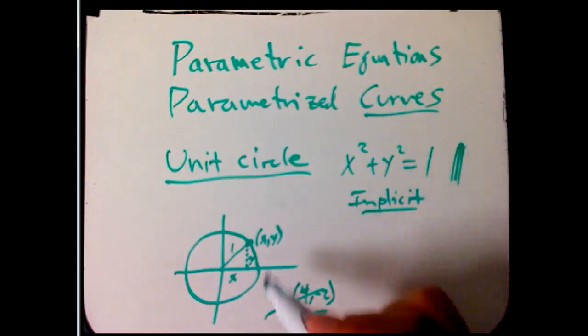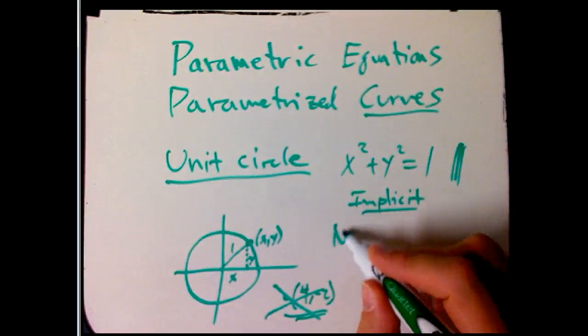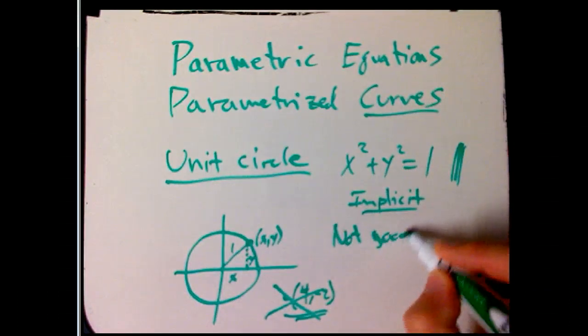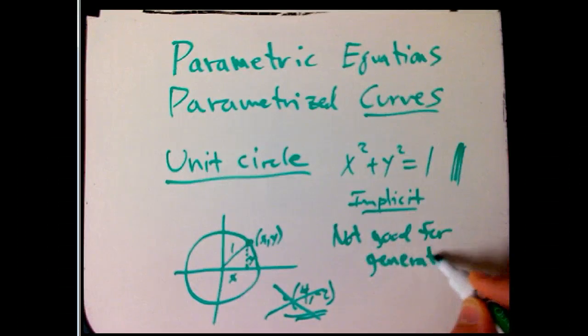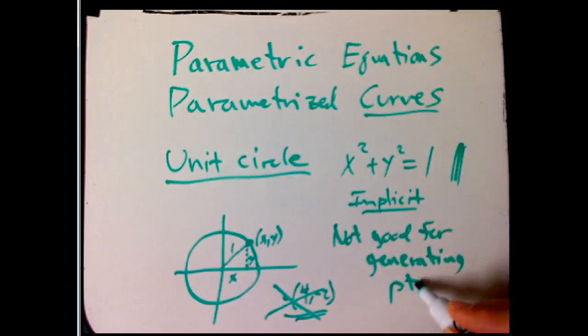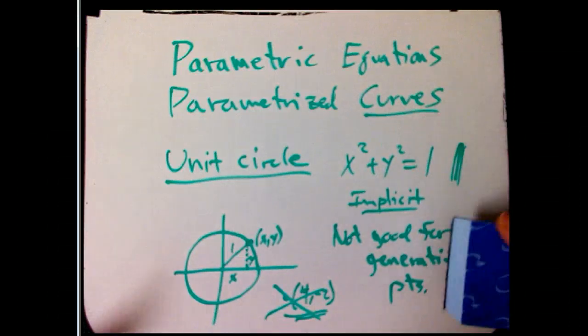It's great if you give me a point and I want to test whether it's on the circle, but it's not great for generating points on the circle. Okay, well, there is a way to generate points on the circle. We could just solve that for y.